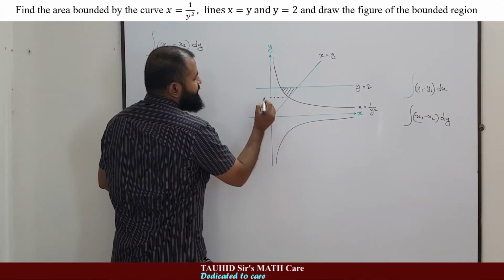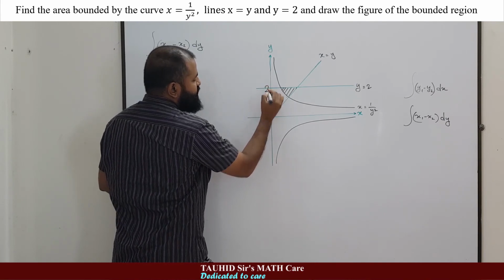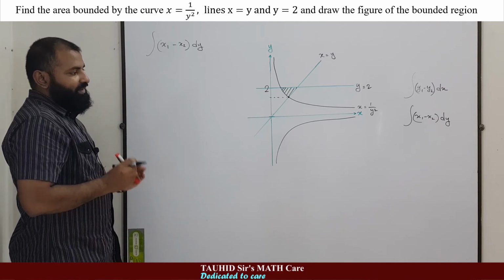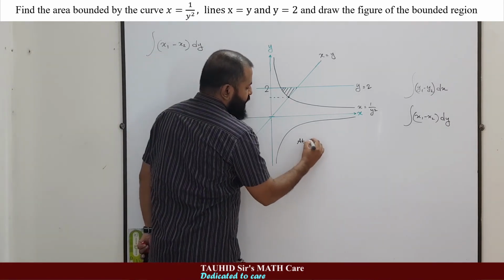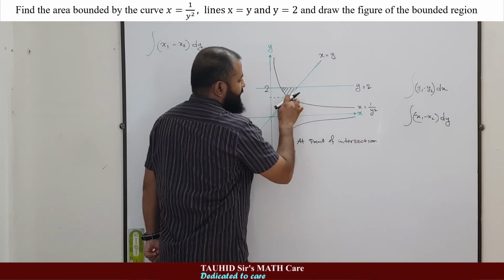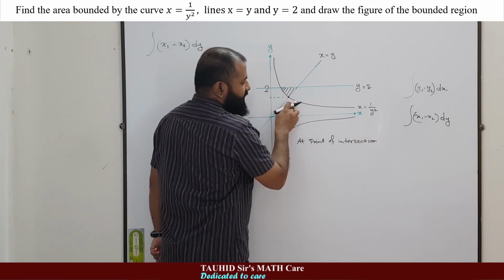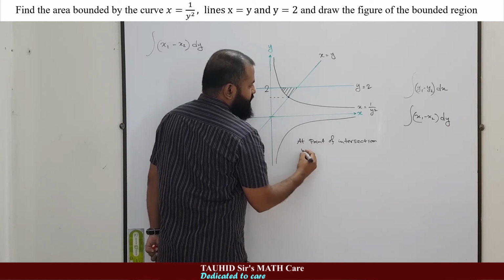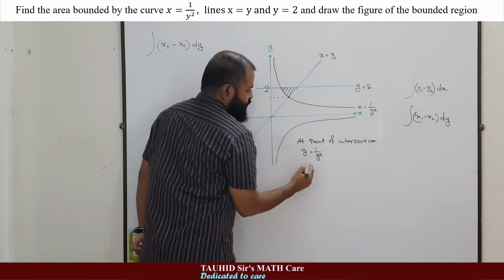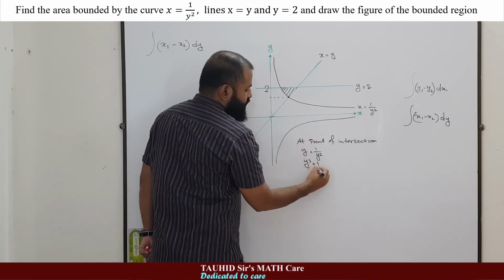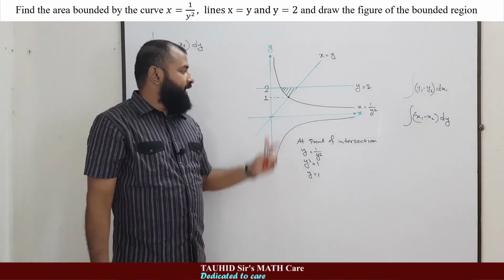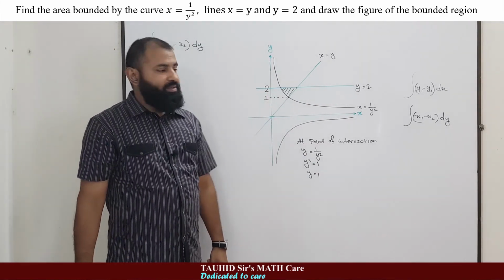So we can see here that the value of y is 2 here, and we need to find the value of y here. At the point of intersection of the line x equal to y and the curve x equal to 1 by y square, we can write y equal to 1 by y square, equating these two x. So we can write y cube equal to 1, y equal to 1. So here the value of y is 1 and here the value of y is 2.